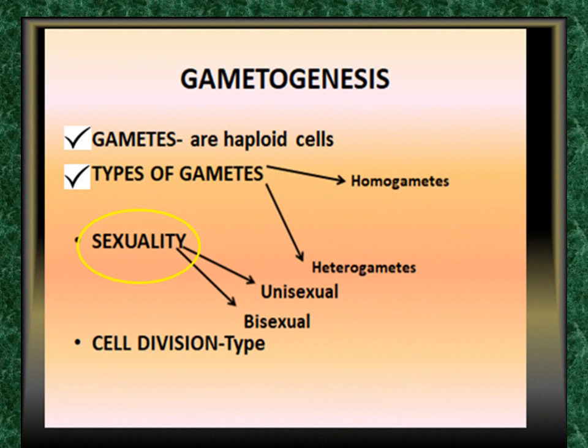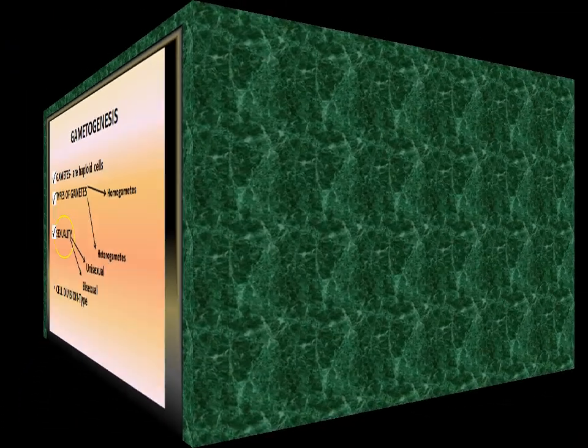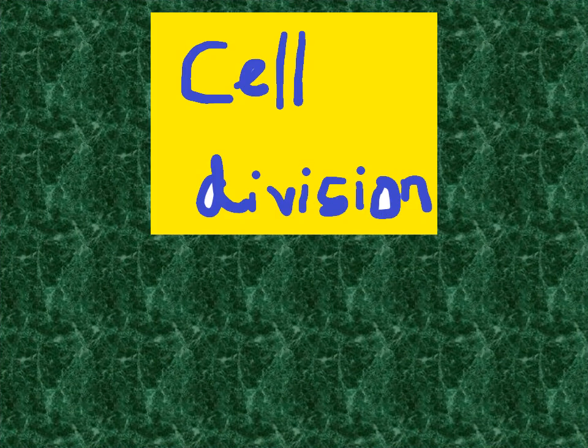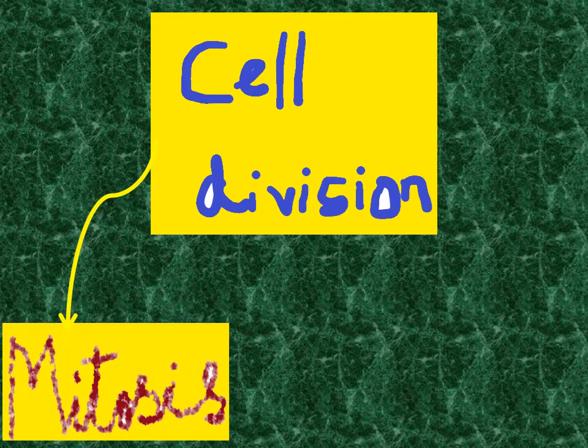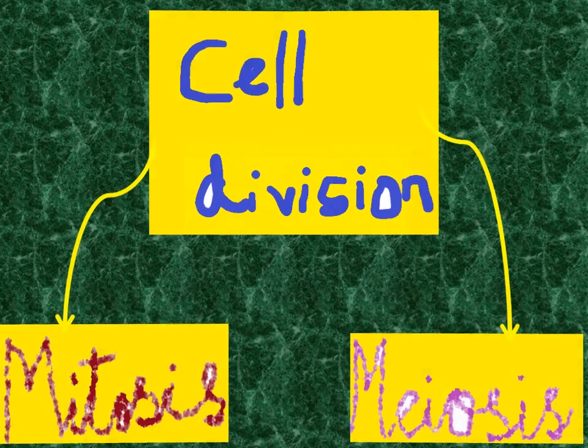Gametogenesis. So far, we have studied gametes and types of gametes. We have also finished studying sexuality. Now about the cell division during the formation of gametes. Cell division can be mitotic or meiotic.